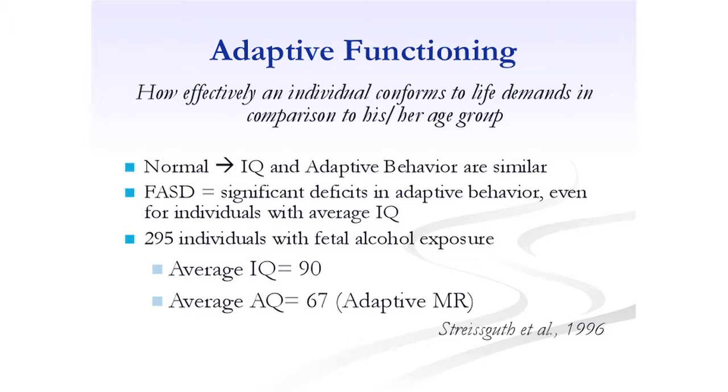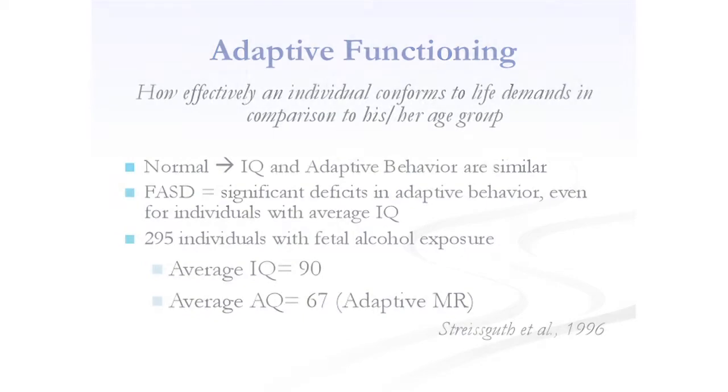In an early study by Streissguth, they studied 295 individuals with fetal alcohol exposure. Now, in this population, the average IQ was 90, which is certainly well within the normal range. But average AQ, or adaptive quotient, was 67. This is known as adaptive mental retardation. This demonstrates the difficulties that individuals with prenatal alcohol exposure are going to have.